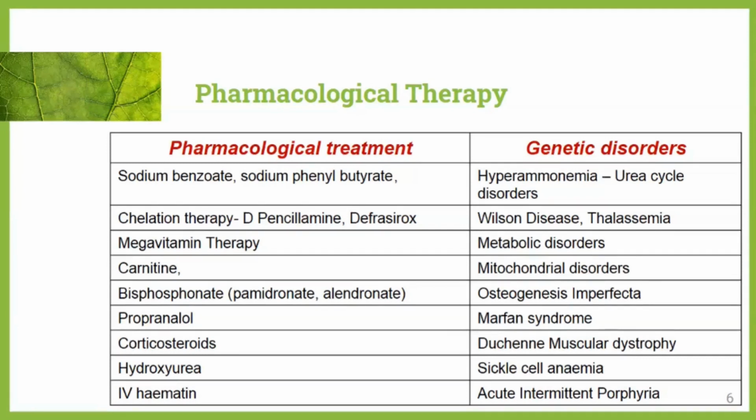Then hydroxyurea in sickle cell anemia is the standard of care. Everybody knows because it will definitely prevent the acute attacks. Similarly in non-transfusion dependent thalassemia also, hydroxyurea will give 1 to 2 grams of hemoglobin benefit, so hydroxyurea can be given in some thalassemia cases also. Then acute intermittent porphyria, the treatment of choice is IV hematin, which will help to manage the acute attack.